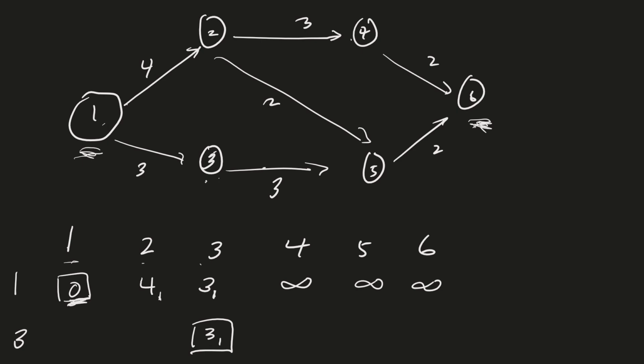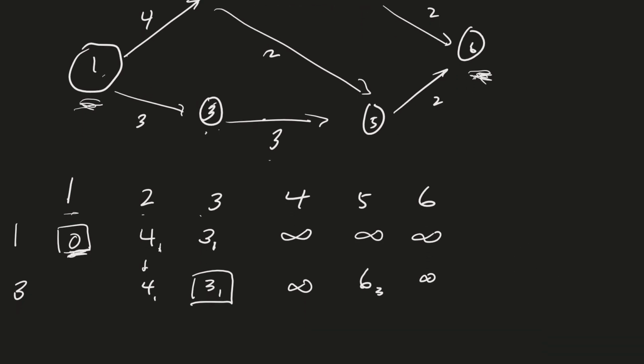However, we do have the 2 here. 3 is not connected to 2, and so in that case you just bring down the value that you had before. So that's just a 4 with a 1 on it. Good. And then is 3 connected to 4? No. So that's going to be infinity still. Is 3 connected to 5? Yes, with a 3. Notice you're going to add 3 to the boxed value, so that's 3 plus 3, which is 6, and that's coming from node 3. And then is 3 connected to 6? No, so infinity is written down.